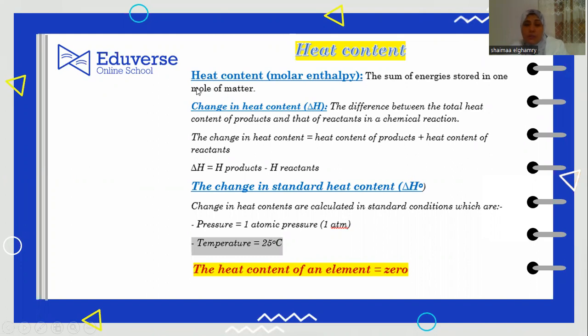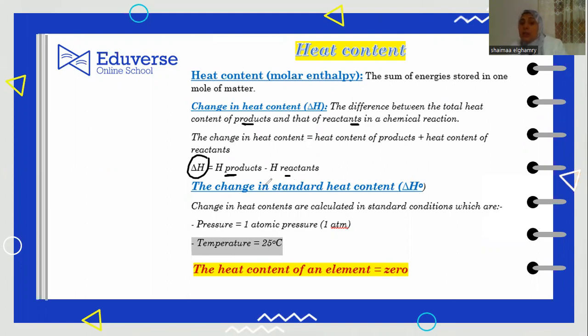As we know, there are different sources of energy: from the electrons, from the bonds between atoms, from the bonds between molecules. These all represent what? The heat content. The change in heat content is the difference between what? The total heat content of product and the heat content of reactant in a chemical reaction, which is named by what? Delta H. Delta H is the heat content of product minus the heat content of reactant.